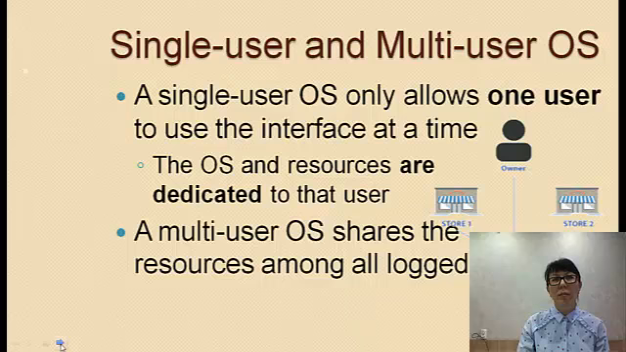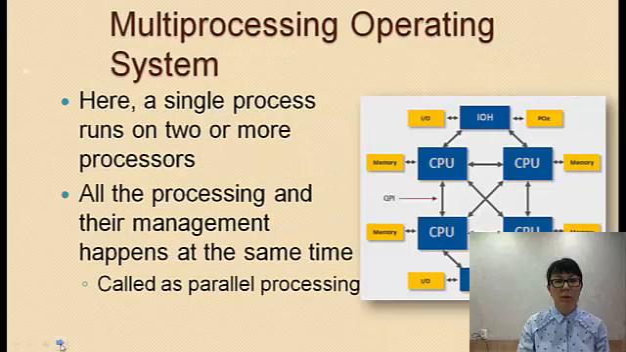Single user and multi-user operating system. A single user operating system only allows one user to use the interface at a time, and a multi-user operating system shares the resources among all logged users. In multiprocessing, a single process runs on two or more processors. All the processing and the management happens at the same time, called parallel processing.